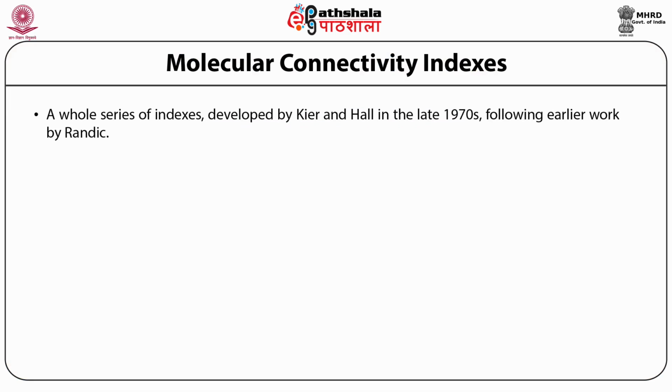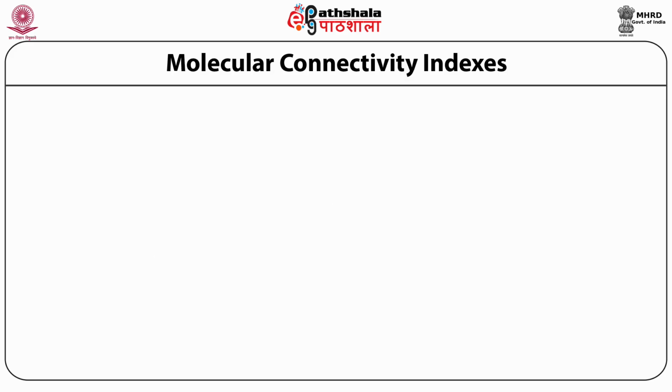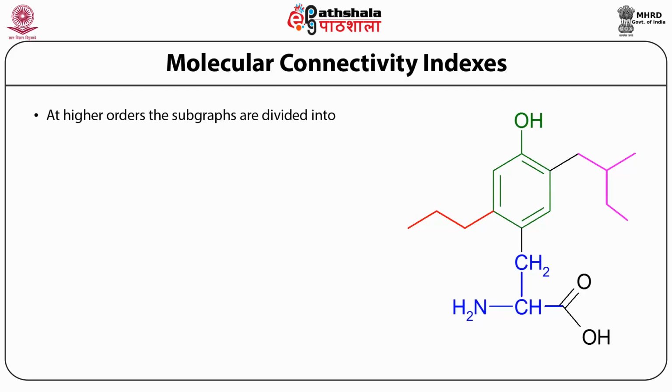Molecular connectivity is a whole series of indices which has been developed by Kier and Hall, as I told earlier, and it has a size of subgraph determinants. And the order of the indices are given here. Every index is related to the bond numbers, and all the bond orders are listed here: 0, 1, 2, 3, and every index is correlated with subgraphs. Here are the examples of the connectivity index. The colors actually match that.